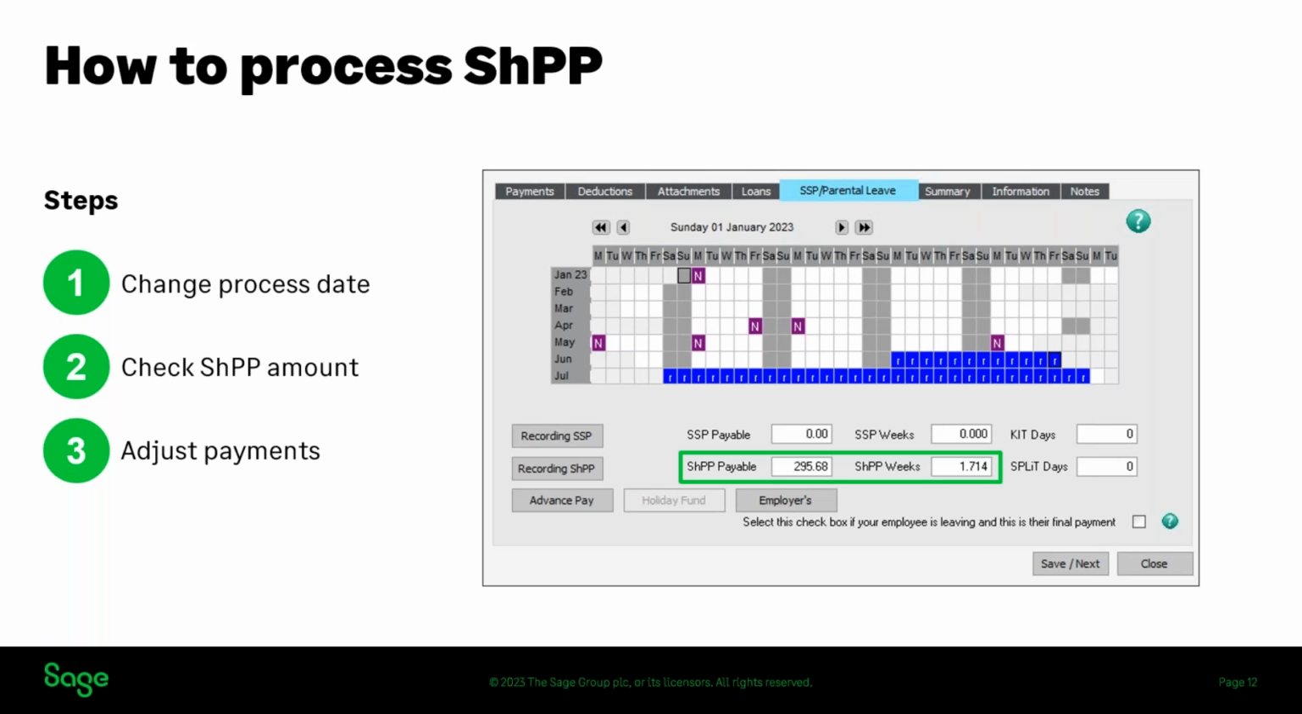So just to summarize the steps we'll go through here, we're going to set our process date to the employee's pay date. And always keep in mind that the statutory pay will calculate up to that date. It's never paid in advance. We're going to have a look at checking the SHPP amount. So it can be checked on the SSP Parental Leave tab. And then we'll come back and adjust payments. So if you've been on the maternity or paternity pay webinars, it's done in exactly the same way.